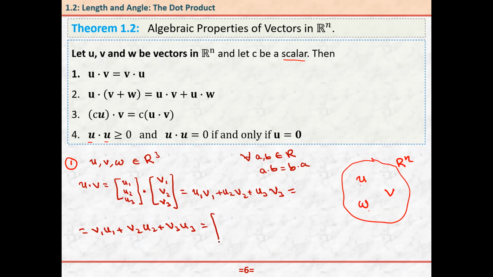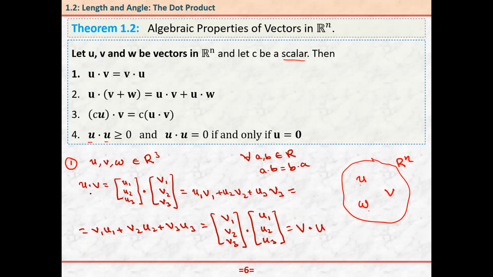So here we will have v1, v2, v3, dots. And here we have u1, u2, u3. And actually, what is this? That is just our v vector. So here we have v dot. How about this one? That's our u vector.